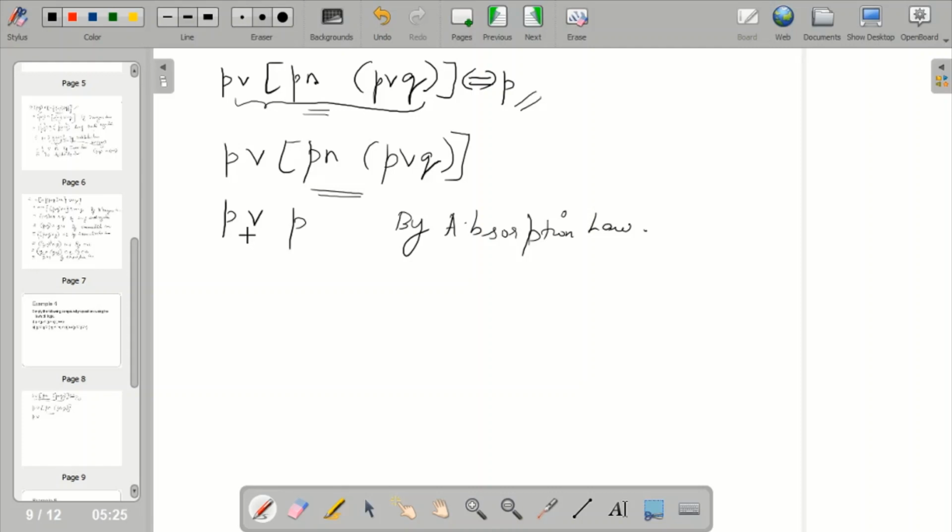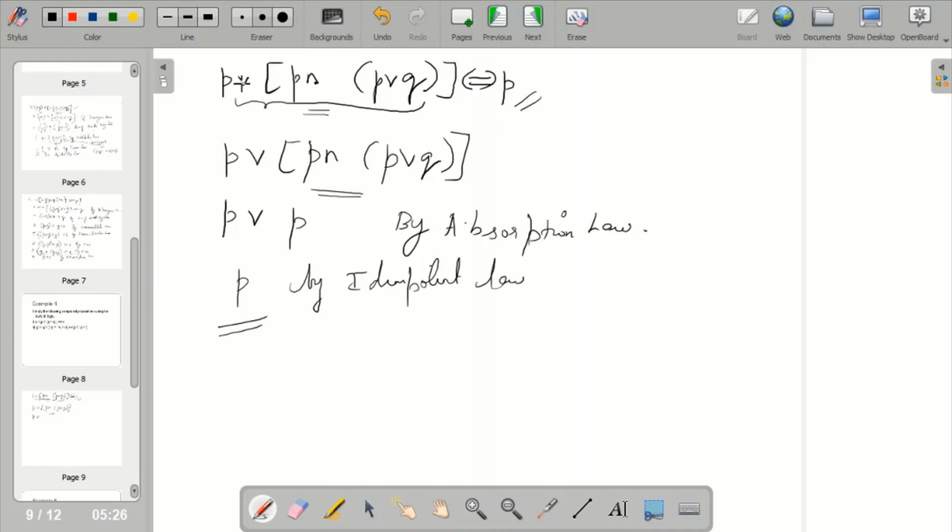So P or P, I can write it again as just P. Which law? It is again by idempotent law. So this is very simple. And finally I got P, which is what I wanted over here.